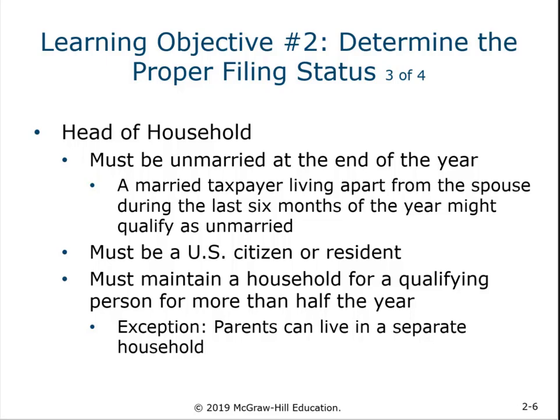So to be head of household, you've got to be single, except in that situation I mentioned. Must be a U.S. resident or citizen, and you have to maintain a household for a qualifying person for more than half of the year. And we'll talk about what a child or a dependent is. It has to be someone you can claim as a dependent. And so that means that we have to define that, and that will come in a later slide. But you have to maintain a household for at least one other person. So if you're by yourself, then you're single. You're not head of household.